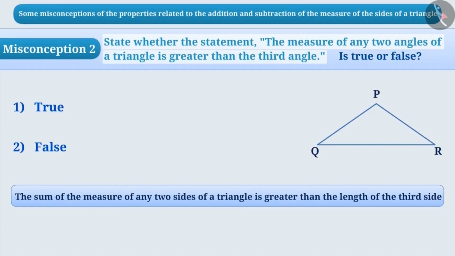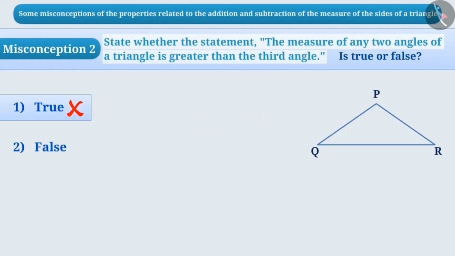With this understanding, children develop a misconception that the measure of any two angles of a triangle will also be greater than the third angle. With this misconception, they give option 1 as the answer, but this is an incorrect answer. Let us see an example to clear this misconception.